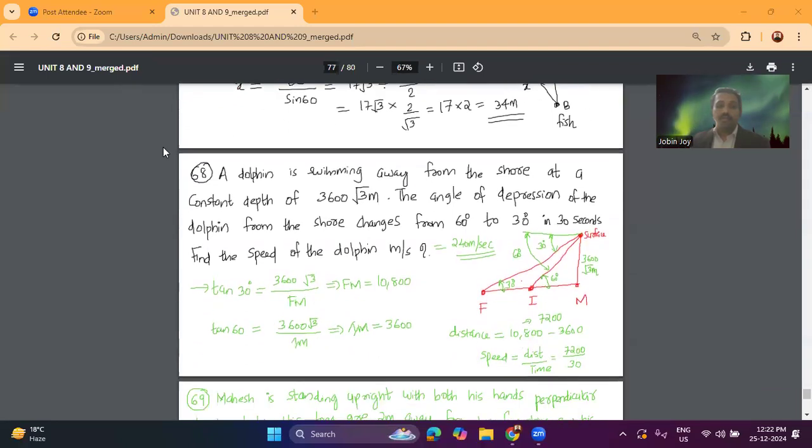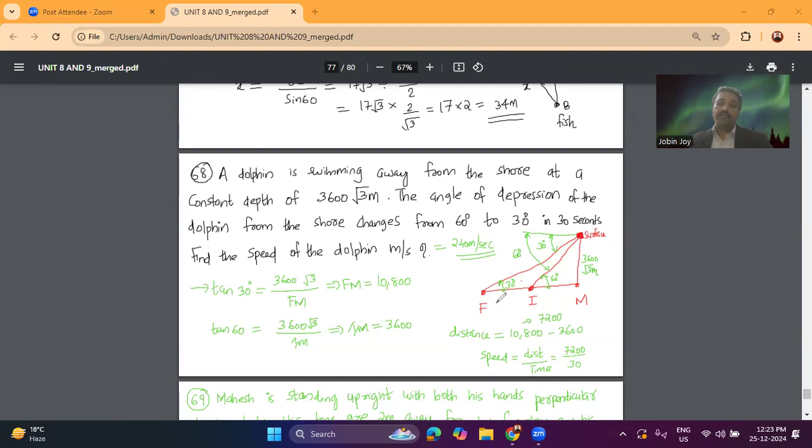Next question. A dolphin is swimming away from the shore at a constant depth. So this is the surface. The constant depth is given. It is 3600 root 3 meter. So this is the depth. The angle of depression of the dolphin from the shore changes from 60 degree to 30 degree in 30 seconds. Find the speed of the dolphin in meter per second.